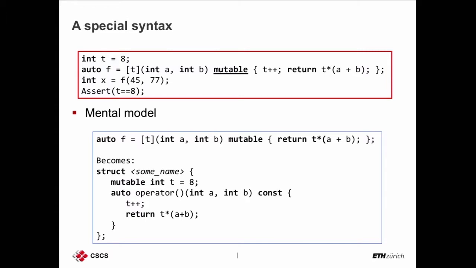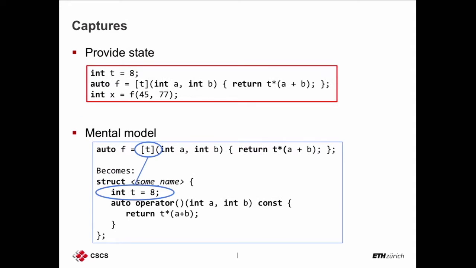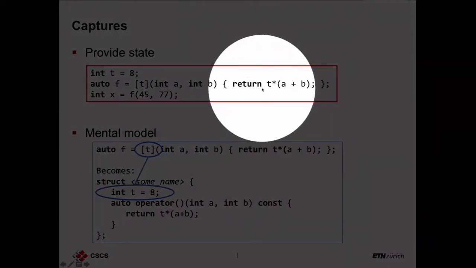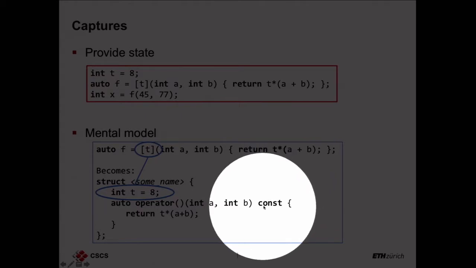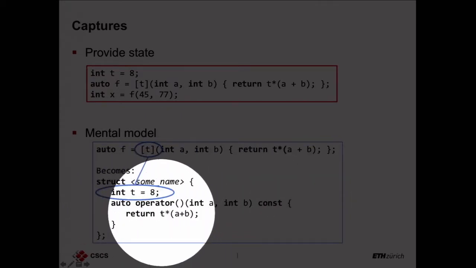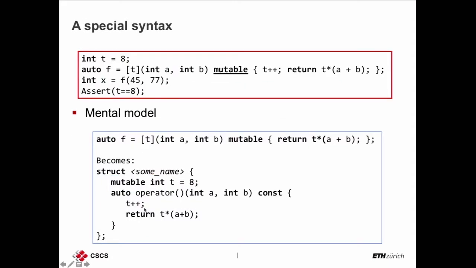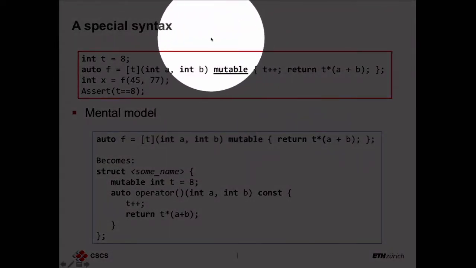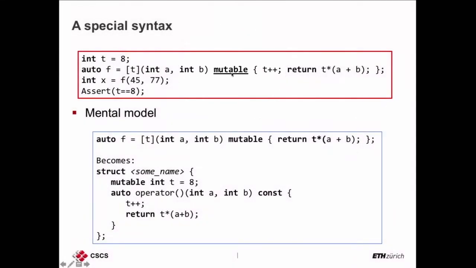Now the problem is that this t inside here is an immutable object. As you see, this is a const member function of this class. So if I change t, I will get a compile error, because that member function is const, so it's not allowed to change the state of my function object. So in order to be able to do this, I can put the keyword mutable in my lambda, and so I can change the value of t.